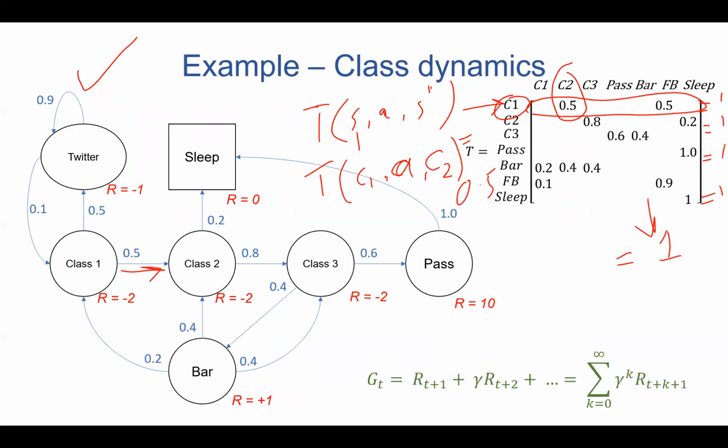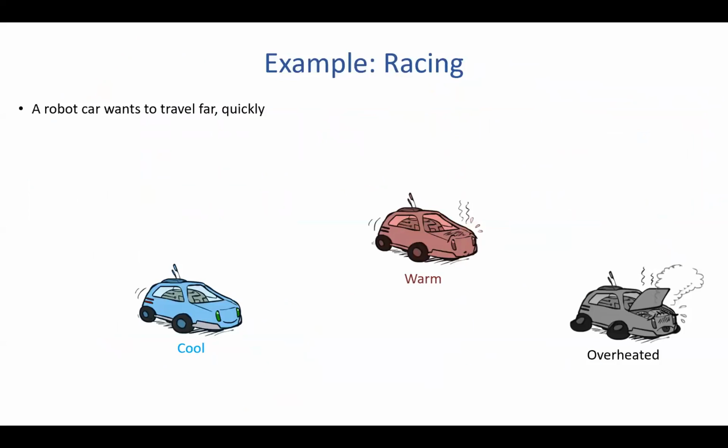Okay, so we're going to talk about using another example that I have. Suppose that you have a racing car, okay? Your robot racing car. And the job of that robot racing car is to travel far and travel quickly. There can be a few possible states that your car can be in. Your car can just remain cool, or it can get warm, because if you continue driving it really fast, it can get warm, or even it can get overheated. So these are the three possible states that you may have, right?